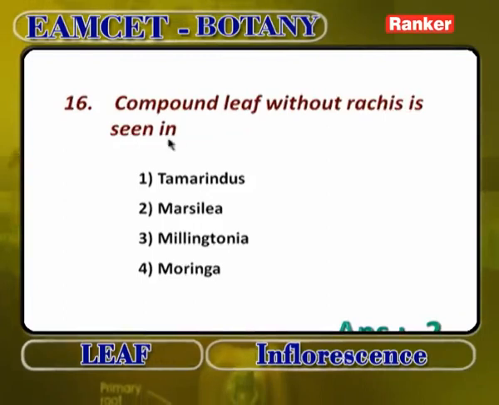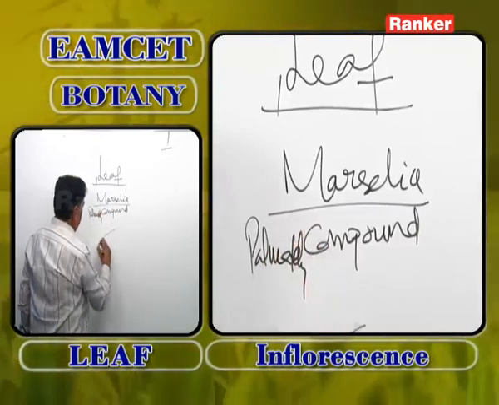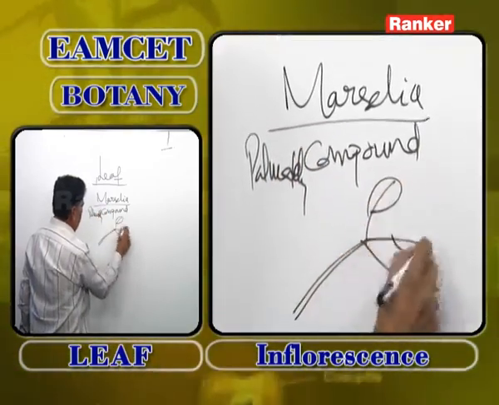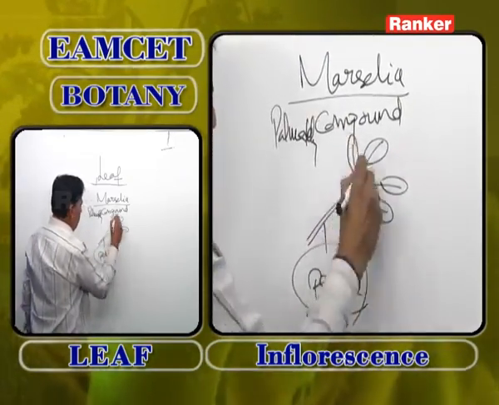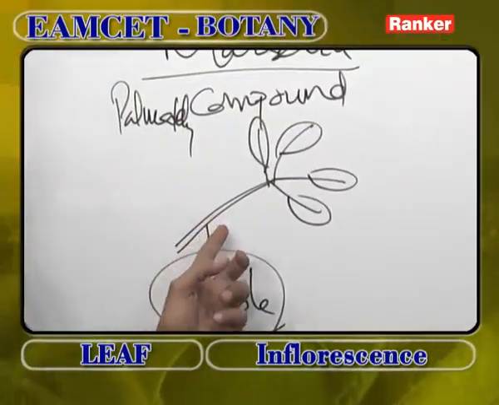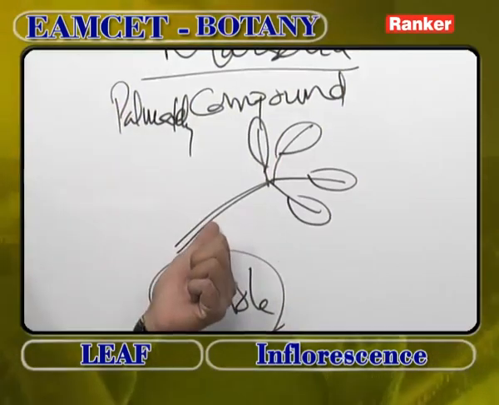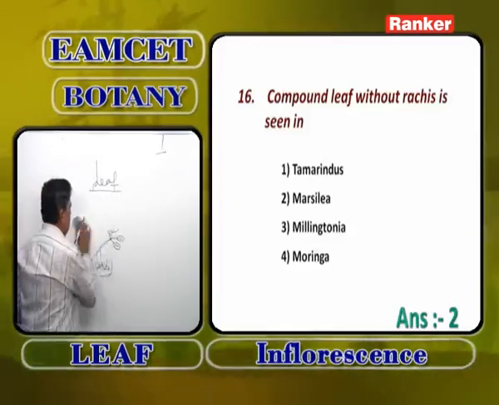Compound leaf without a rachis is seen in Tamarindus, Marsilea, Millingtonia and Moringa. Here the answer is Marsilea. Why? Because Marsilea shows compound leaves, not pinnately compound. It shows palmately compound leaves. Palmately compound means at the tip of the petiole, leaflets are arranged. So the rachis will not be there, only the petiole. At the tip of the petiole you will find 4 leaflets, so here it cannot be called a rachis, it is a petiole.